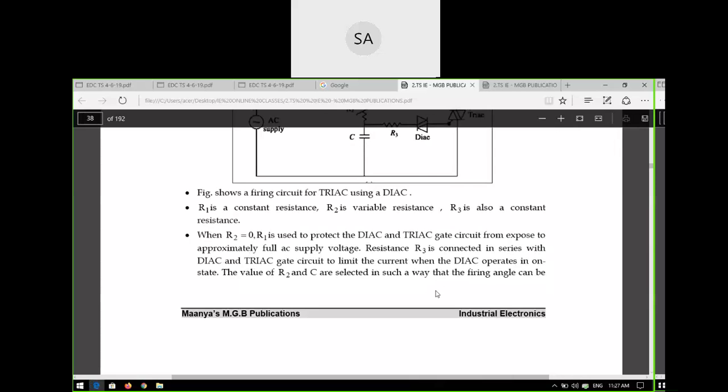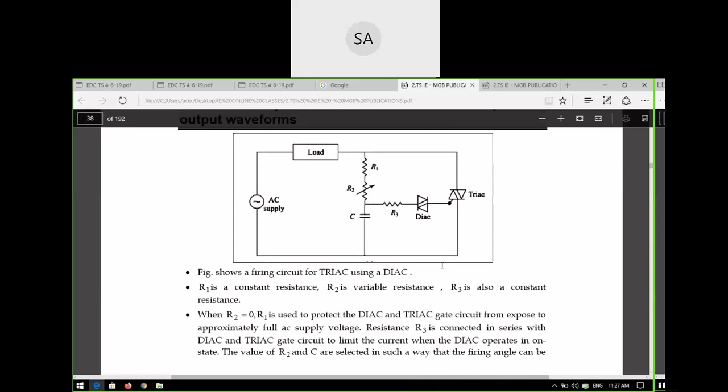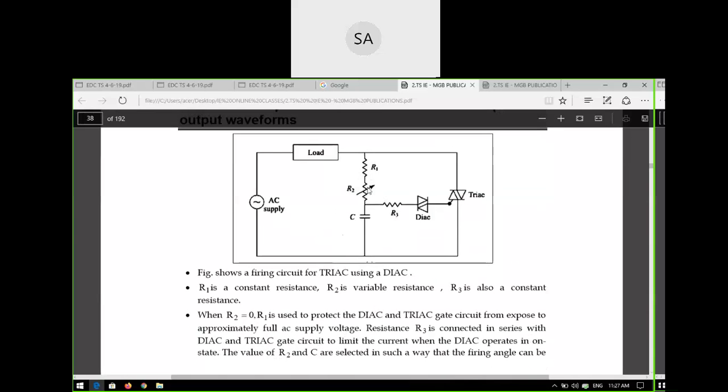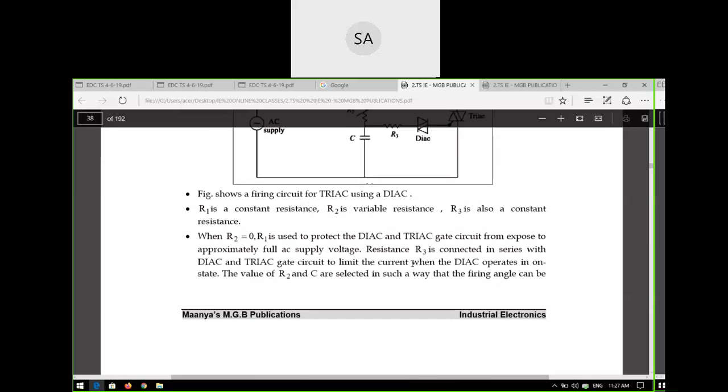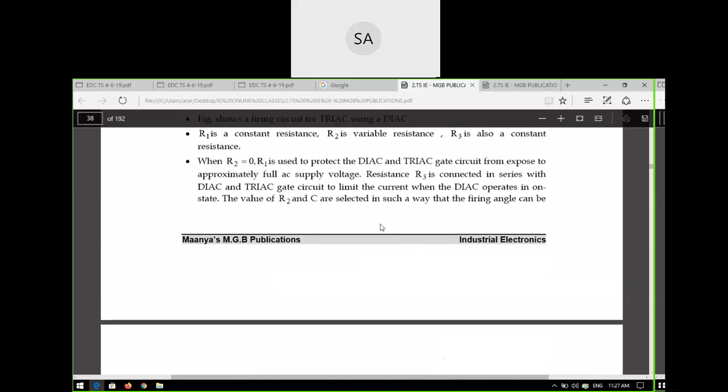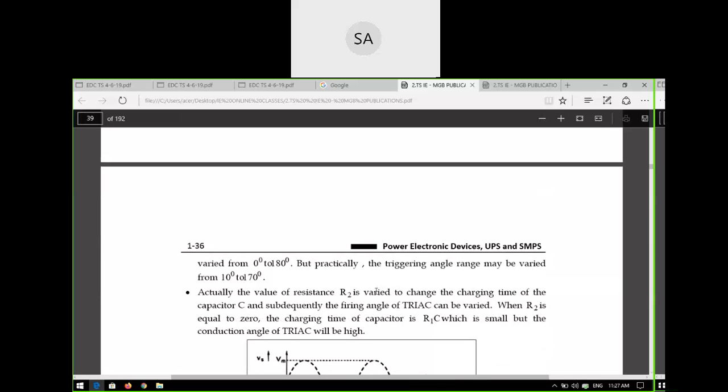R1 is a constant resistance, R2 is the variable resistance, and R3 is also a constant resistance. So when R2 equals 0, what will happen? R2 equal to 0 means only R1 is present, so R1 into C is the time constant given to the DIAC, and the DIAC will trigger on the TRIAC. The firing angle can be varied from 0 to 180 degrees, but practically it is only 10 degrees to 170 degrees.